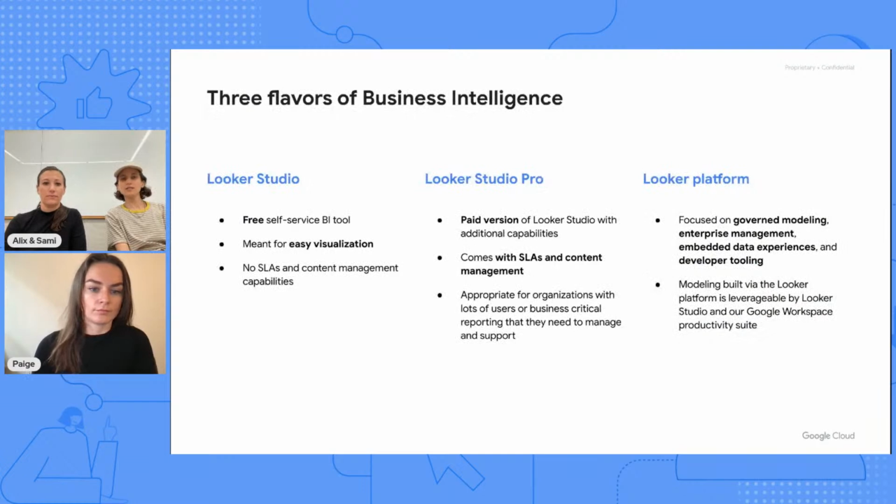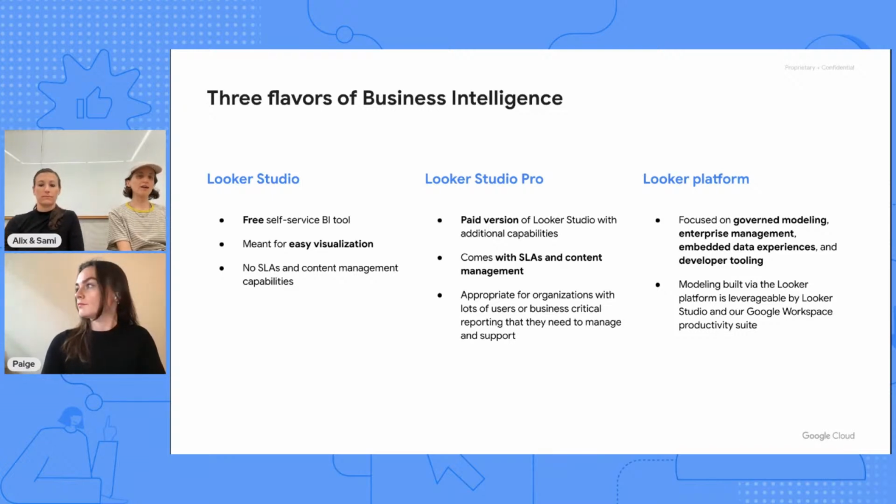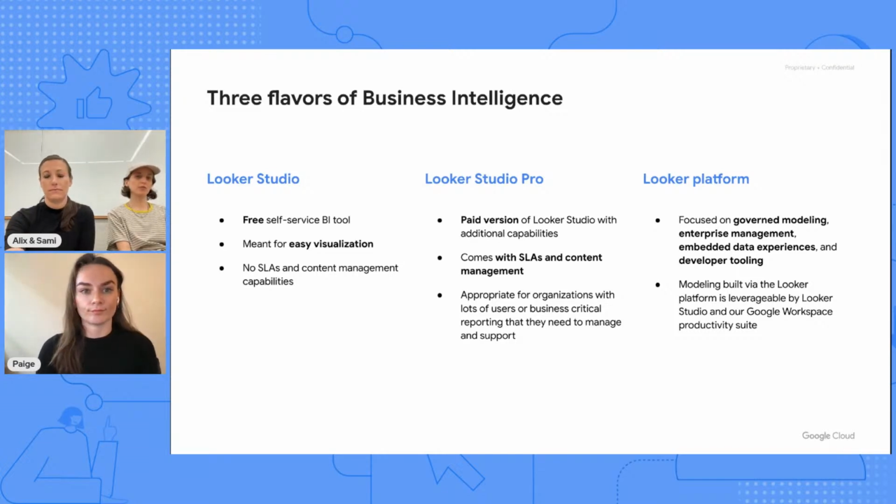This slide illustrates the differences between the three offerings. Looker Studio is a free self-service BI tool with simple visualizations. Looker Studio Pro costs $7 a user per month. It comes with SLAs and content management capabilities, and we're working on adding more features. And the Looker platform is focused on governed modeling, enterprise management, embedded data experiences, and developer tooling. Modeling built via the Looker platform is leverageable by Looker Studio and our Google Workspace productivity suite.